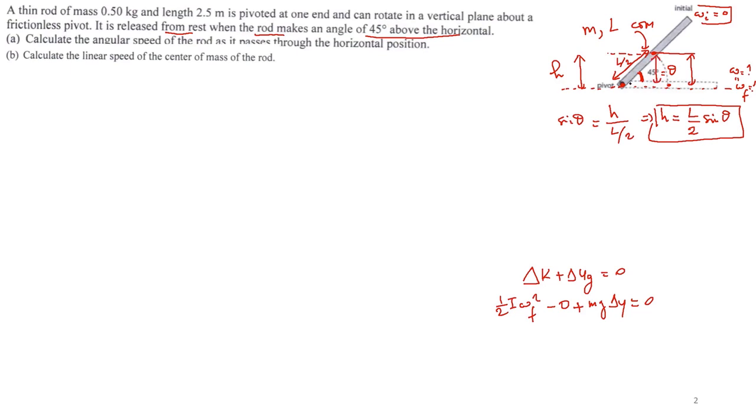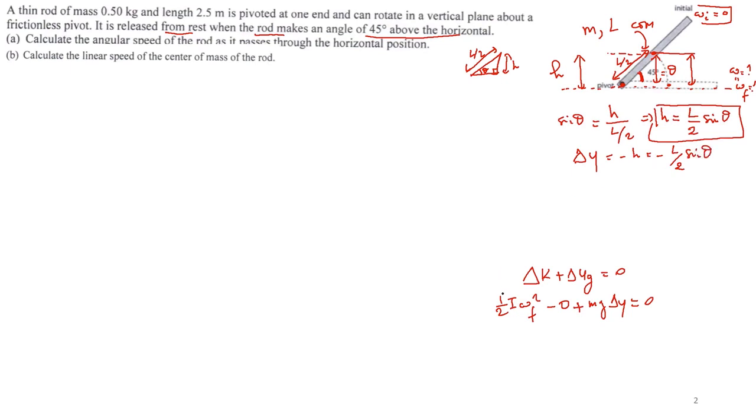Okay, I have a triangle which is rectangle, of course. So if this is theta, this is half L, and of course this is h, and this is 90 degrees here. Okay, so delta y, final minus initial, delta y is just minus h, which is minus L divided by 2 sine theta.